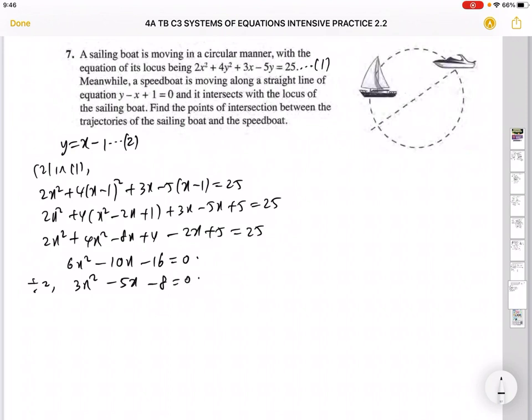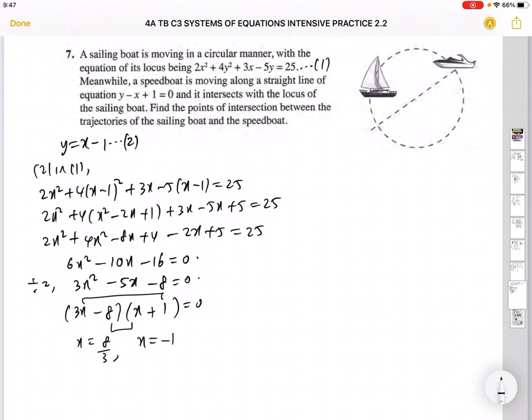Alright, so let's just factorize this. 3 times 8, 24. To get 5, I should use 8 and 3. So to get 8, I have to put 8 here, 3 here. So this is 3, this is 8. The bigger number is negative because I want to get negative 5. So it's negative 8 plus 3, negative 5. So x is 8 over 3 or negative 1, right?